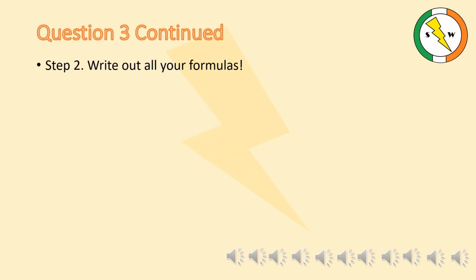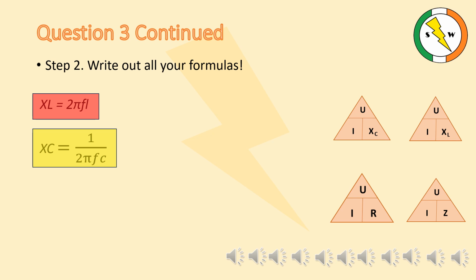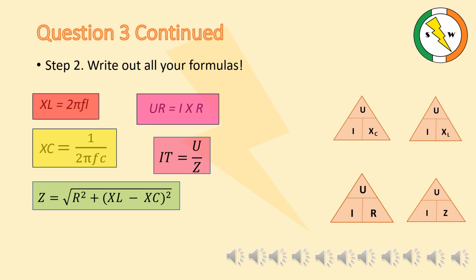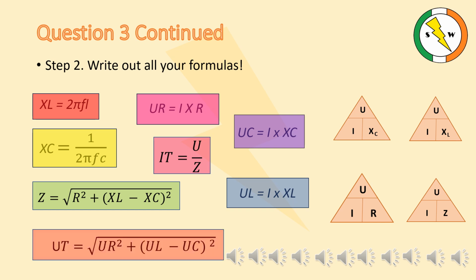Step 2. Write out all your formulas. Ohm's law triangles. Inductive reactance. Capacitive reactance. Total impedance. Total current. Volt drops across resistor. Volt drops across inductor. Volt drops across capacitor. Supply voltage.